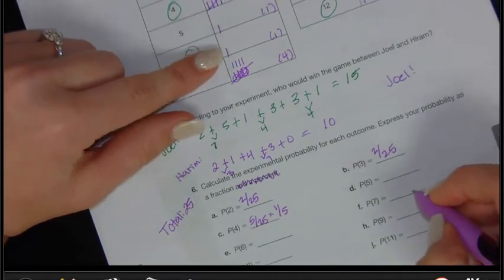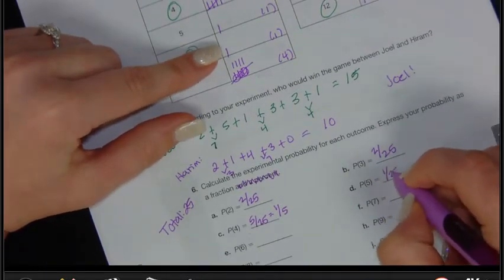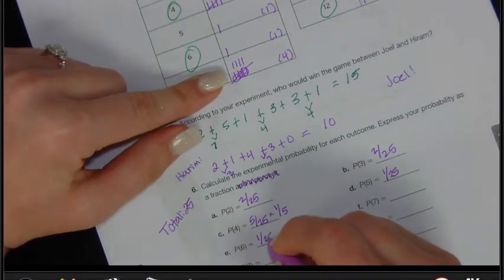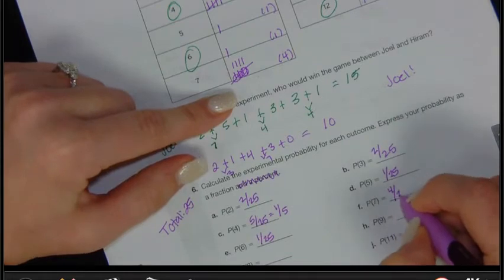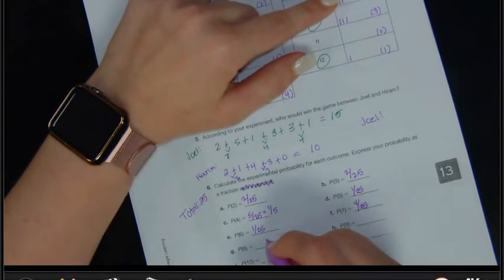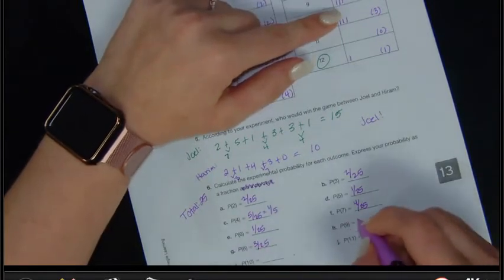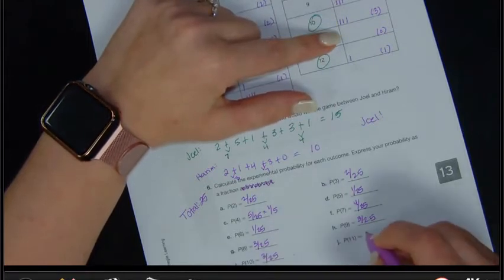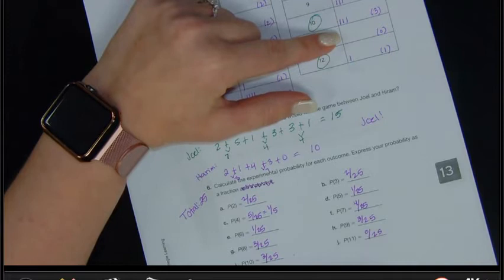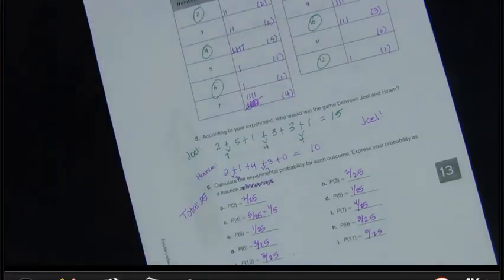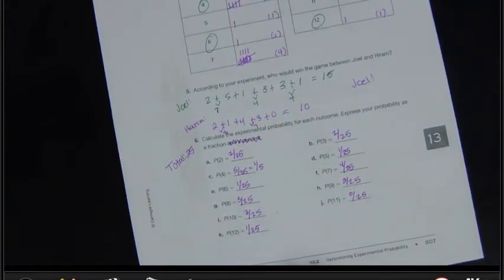Always reduce your numbers. 6, I have a probability of 1 out of 25 chance. Well, that's 5. 6 is a 1 out of 25 chance. 7 is a 4 out of 25 chance. 8 is a 3 out of 25 chance for me. 9 is a 3 out of 25. 10 is a 3 out of 25. Well, look, I did not get an 11, so I'm going to say 0 out of 25. And 12, it's a 1 out of 25 chance. Okay, your numbers will be different compared to what you got in your experiment.